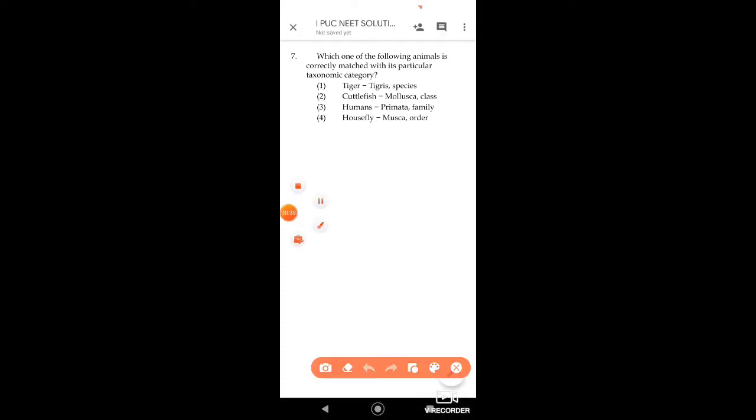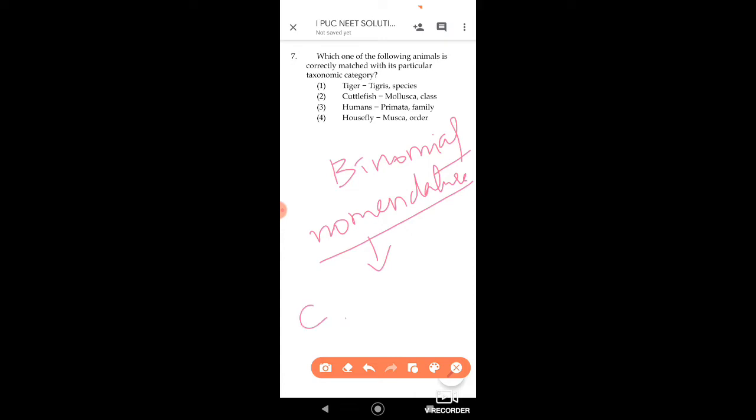order. Let me tell you first and foremost thing what you need to remember, dear students, is binomial nomenclature. We all are aware of binomial nomenclature, which was in fact explained by Carolus Linnaeus. All right. So he was a Swedish botanist. It is also called the Linnaean system as well. For binomial nomenclature, we call it the Linnaean system.